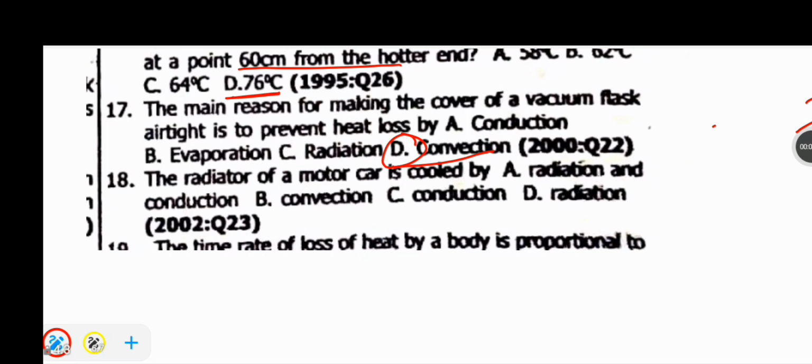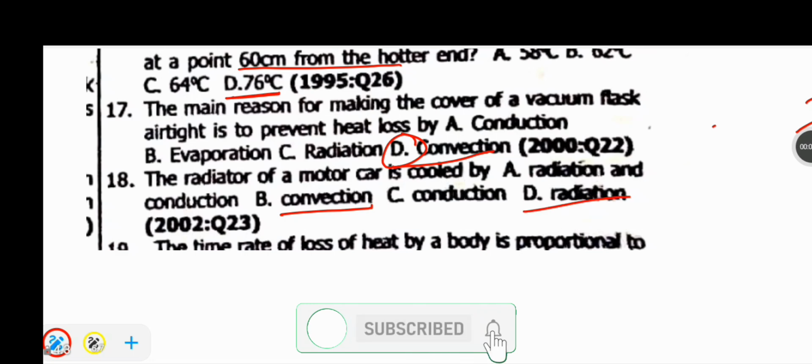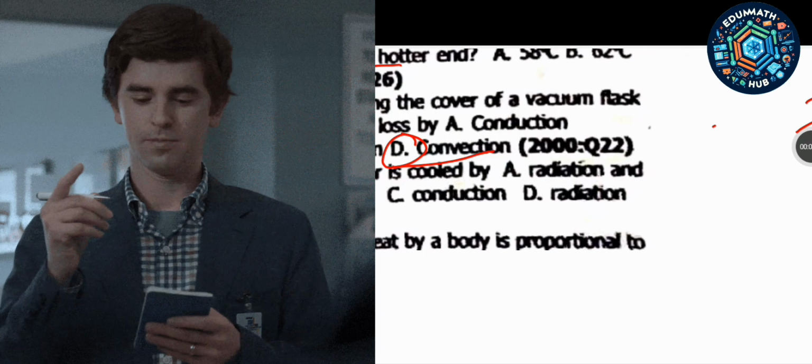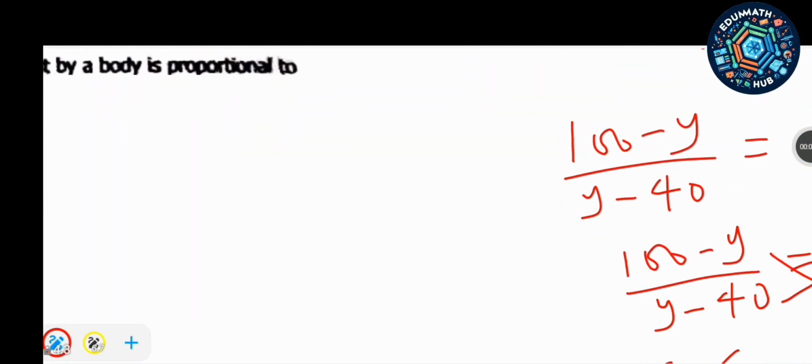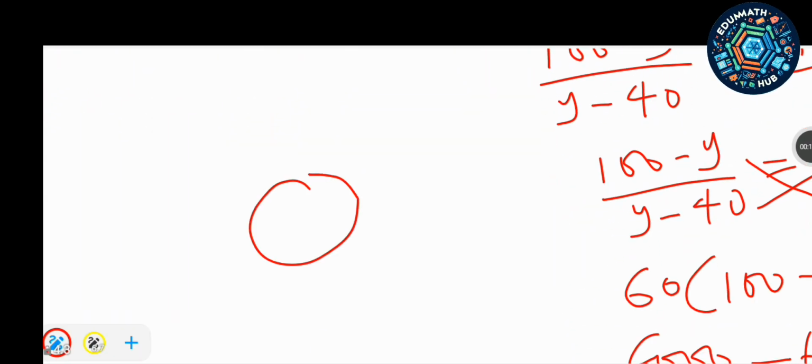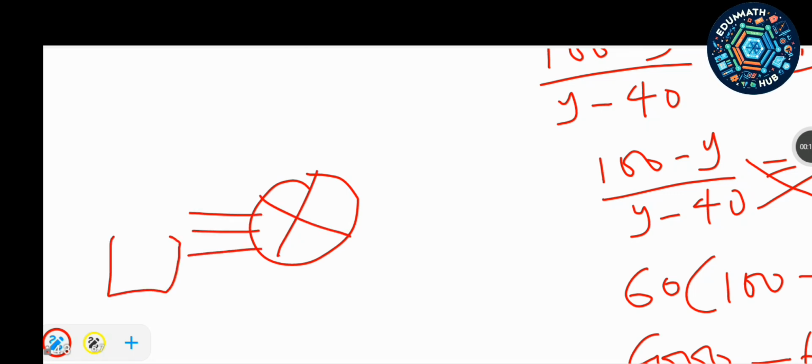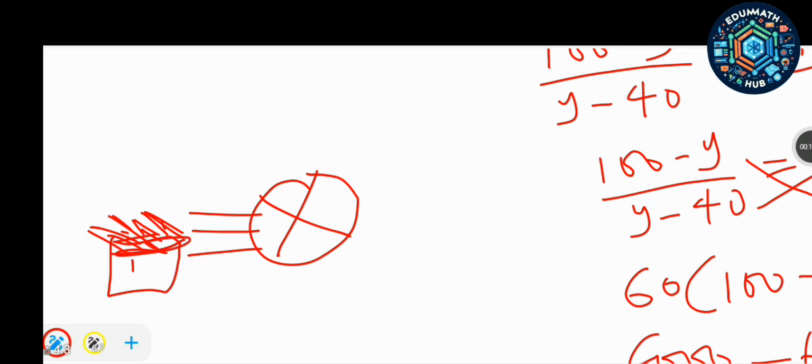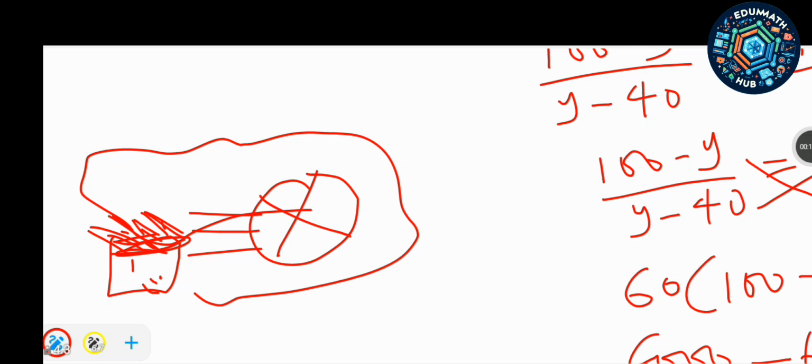For the next question, the radiator of a motor car is cooled by dash. So a radiator of a motor car is cooled by convection. So that's a straight up answer. Not by radiation. Be careful of that. Don't say because it is a radiator, it will be radiation. No, it is actually convection, because in the radiator you have a big fan blowing air over water. There's water in this container, then this fan is blowing cool air like this. The fan blows it through the engine of the car to make the car cooler. So this is forced convection.